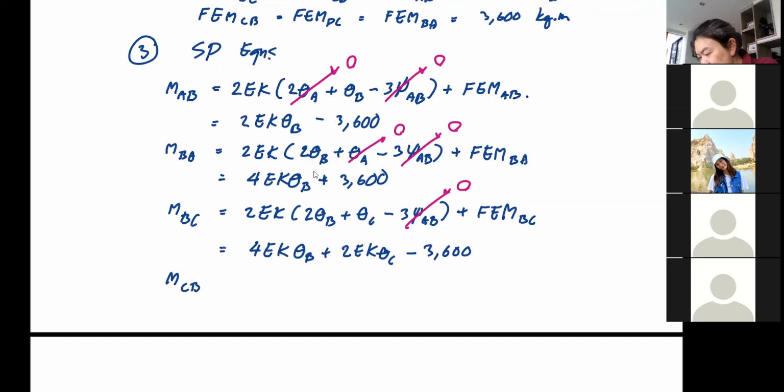So MCB is up next. 2EK, 2 zeta C plus zeta B minus 3 psi. Oops, that's not AB, right? Apologies. That's BC.